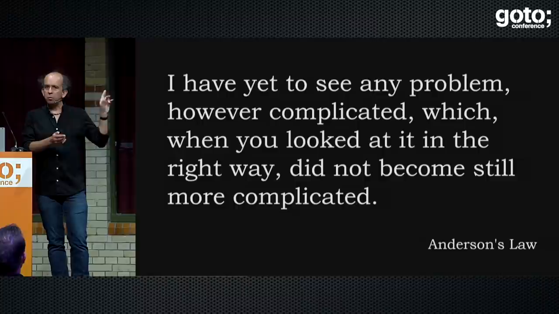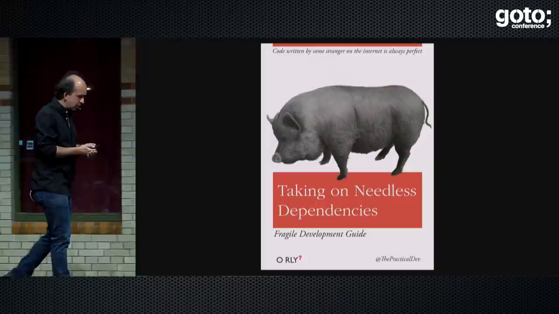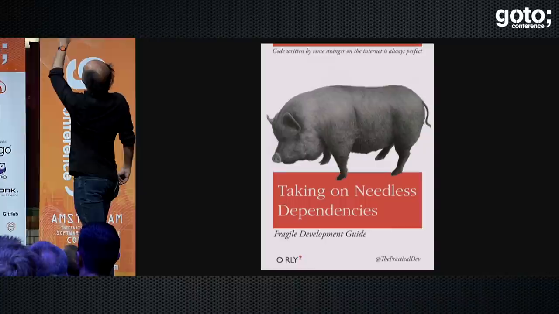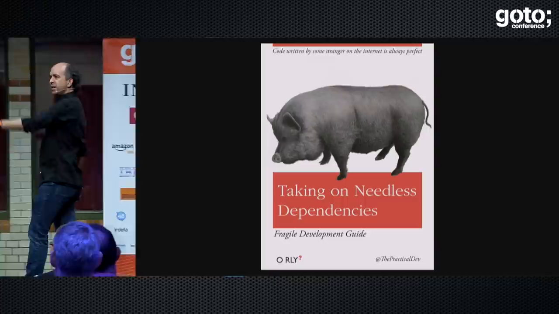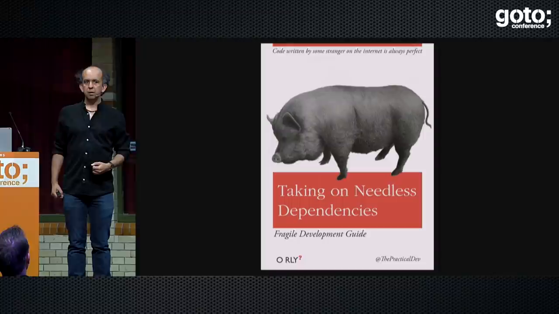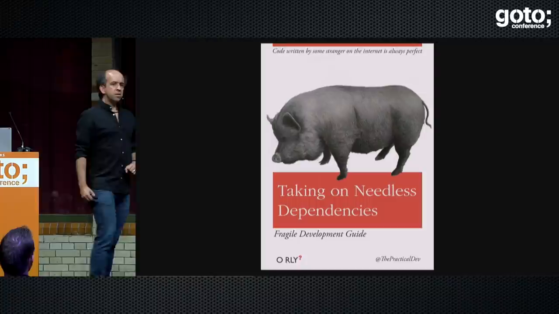Or was there? Because let's be serious, we are taking on dependencies. We're taking on needless dependencies. If you've not seen the O'Reilly series of joke titles, these are wonderful. Because code written by some stranger on the internet is always perfect. So people are just depending on stuff. I have no problem with you depending on stuff if you know that you're depending on it. The problem is a lot of people did not know that there was a transitive dependency. They did not know that this was sitting beneath what they had chosen. And dependencies are part of your architecture.